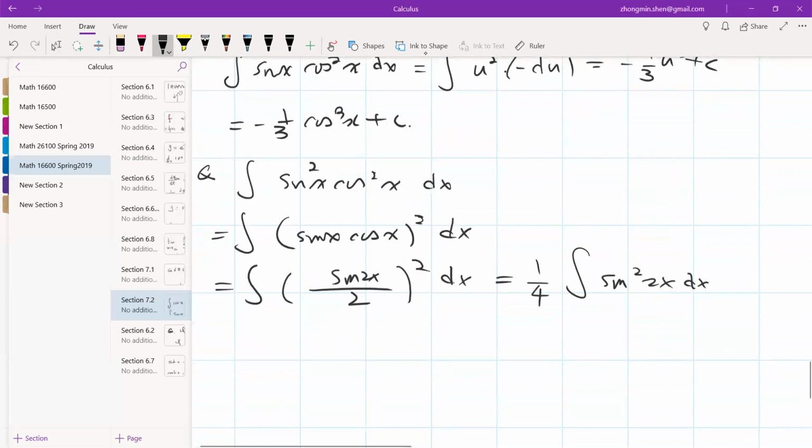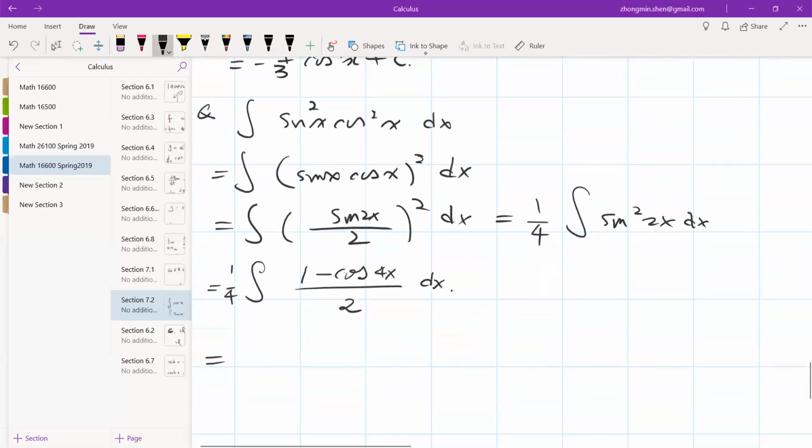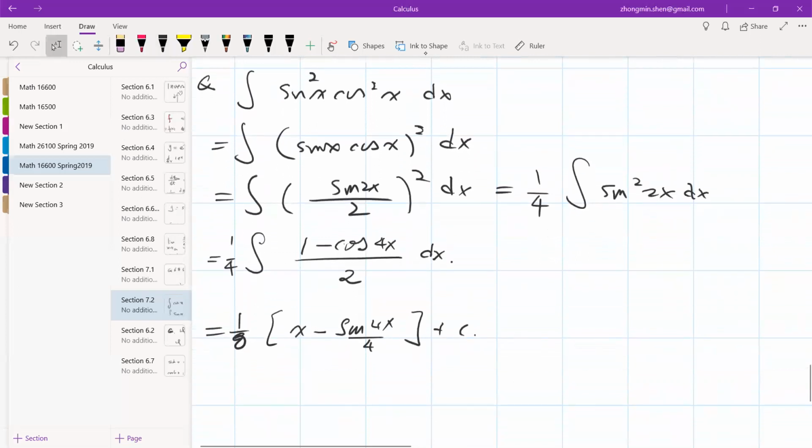Now there's still a square there, but it's good that you reduced the power. Sine squared cosine squared total gave you degree 4. Now you get 2. Then you have the formula, 1 minus cosine of double 2x, so it's 4x. The rest of the part is easy. You take the 2 out, that's 1 over 8. Then the integral of 1 minus cosine 4x is just x minus sine 4x over 4. So this is the real answer. I don't know if there is any better way to solve the problem.